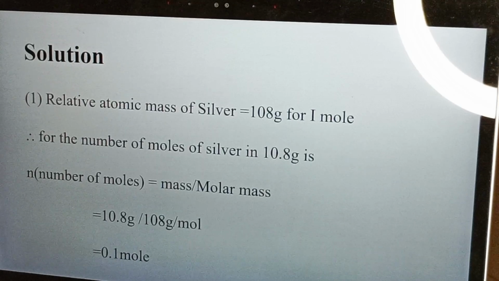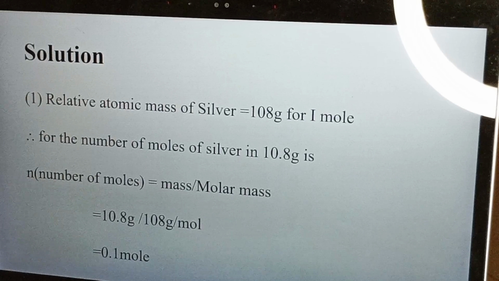And this is the number of moles present in 10.8 grams of silver. 1 mole is present in 108 grams, while 0.1 mole is present in 10.8 grams of silver. So this is the first question. You've answered the first question. The second question now says you should get the number of atoms present in this 0.1 mole. So let's go there.